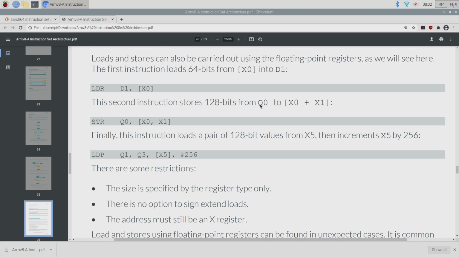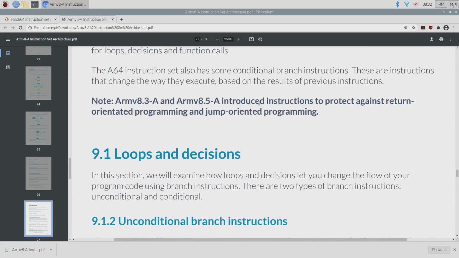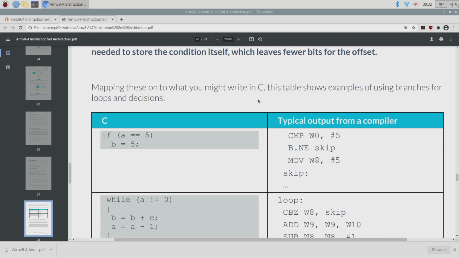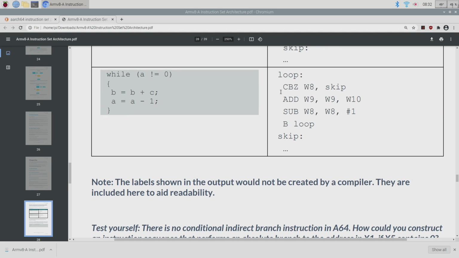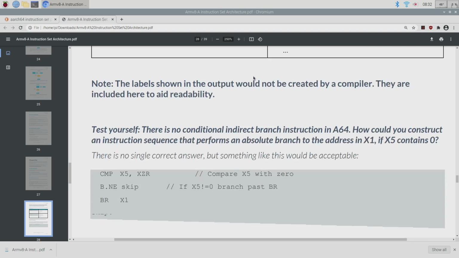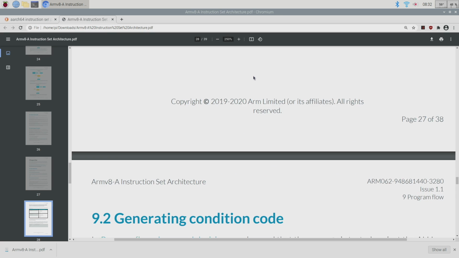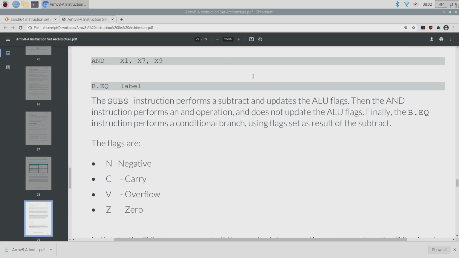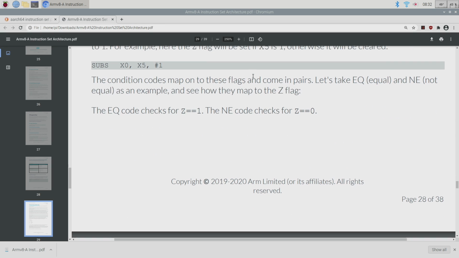Let me just double check. I think that's it that I wanted to talk about. We'll talk about floating point later. It has some stuff in here about branching, and some nice examples to compare C code versus how you would implement this in assembly. And the condition code stuff, we've talked about that, how you look at the flags.